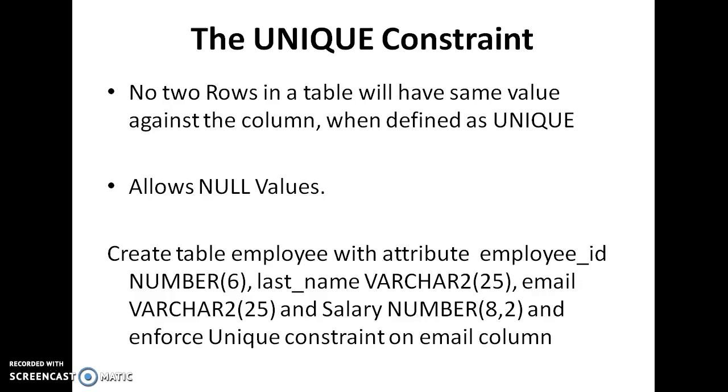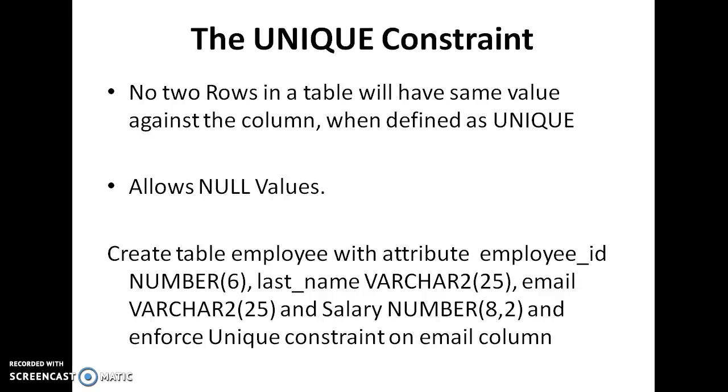Then the unique constraint. A unique constraint, when deployed, takes care that no two rows in a table will have the same value in the column that is defined as unique. It allows null values. Simple as that. Whenever you enforce a unique constraint, no two rows in a column will have the same values, but more than one row can have null values, as we know that null values are not equal to each other.